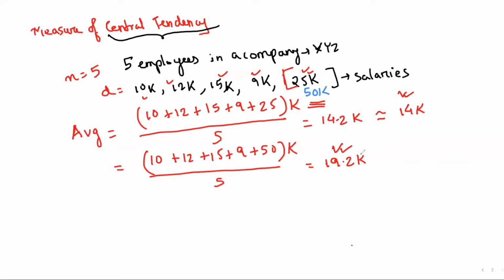Is it acceptable? No. If someone tells you, okay, the average salary is 19.2, for any new fresher who is trying to join, he will find it safe, right? Okay, I'm getting 19K. But actually, the maximum salary is within this range, right? 9, 15, 12, 10. And when we calculated it, it became 19.2 just because of this particular guy.